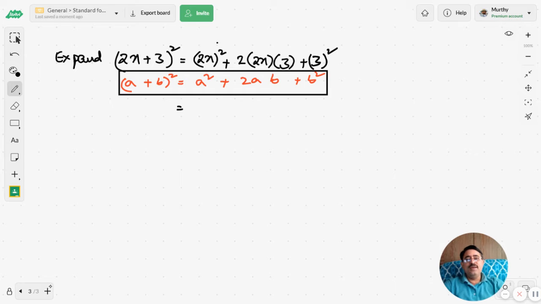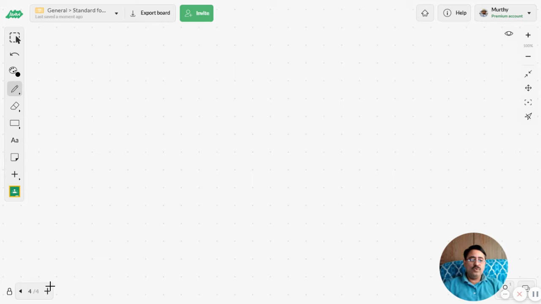Now let's simplify 2x whole square, which is 2x times 2x. That gives me 4x square. 2 times 2, 4. 4 times 3, 12. So I get that 12x plus 3 square, which is 3 times 3 is 9. It is a simple example, a quick example. Okay. Now, how is it connected to today's topic?